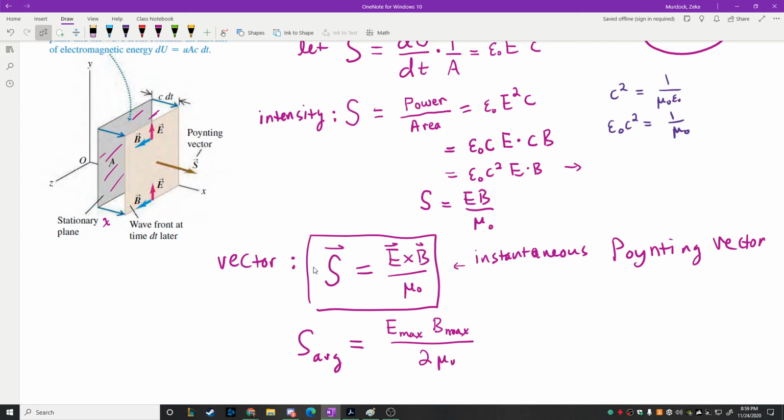It's basically just divided by 2, but you replace E. This would be the actual definition of the Poynting vector, E cross B, but the average value you can prove pretty easily is E max B max divided by 2 mu naught. This is going to be the one we want to use more often than not. And why do we use the average?